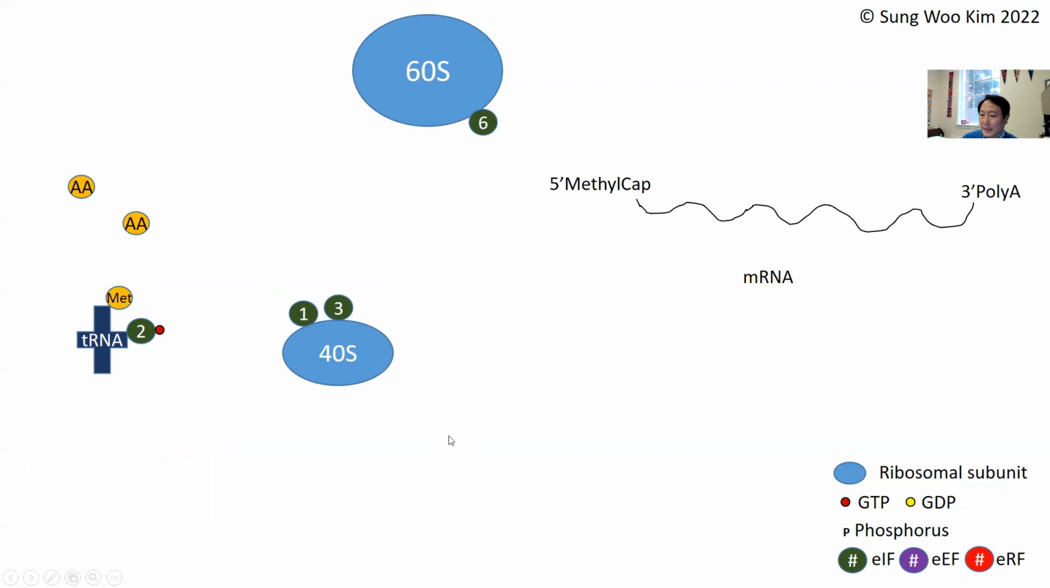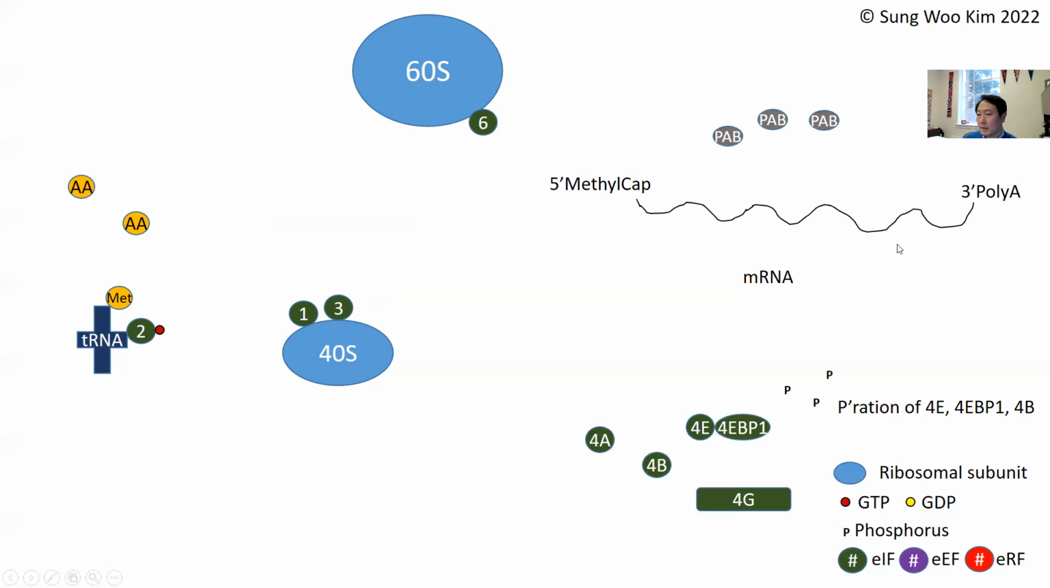The next thing happening is related to messenger RNA. So I just draw one messenger RNA here. On your left side, there will be the 5' methyl cap. On the right side, this will be the 3' end, which is made of adenine. So we call it poly A. Okay? So 3' poly A.